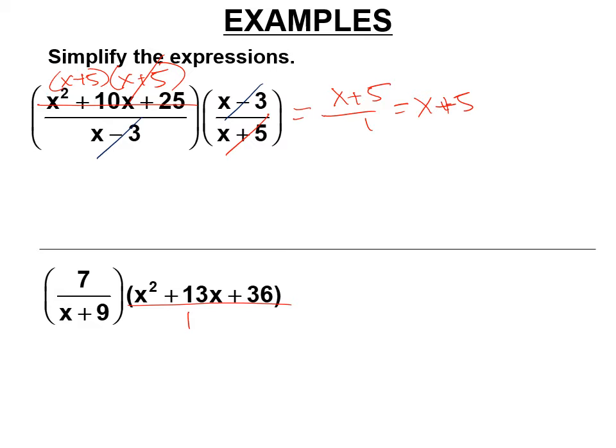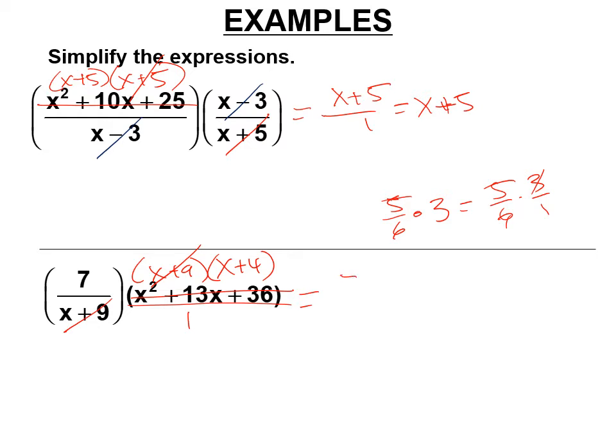Just understand, this is like, say you had 5/6 times 3, right? You would do 5/6 times 3 over 1, and then you'd cancel like that. Same idea here. So we're going to look for an x plus 9 in this. Let's see, x plus 9 times x plus 4, yes. So then the x plus 9s cancel. So on the numerator we have 7, right? We still have that. We still have x plus 4. That's all over 1, but that's just 7 times x plus 4.